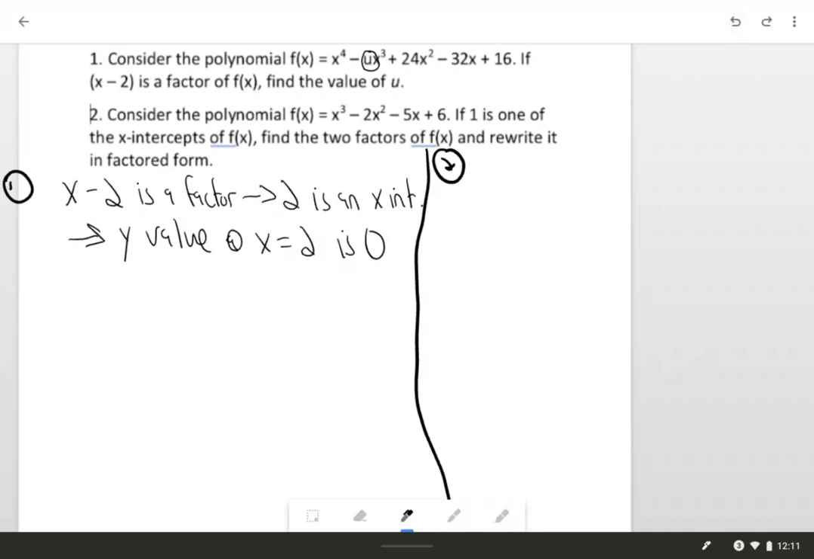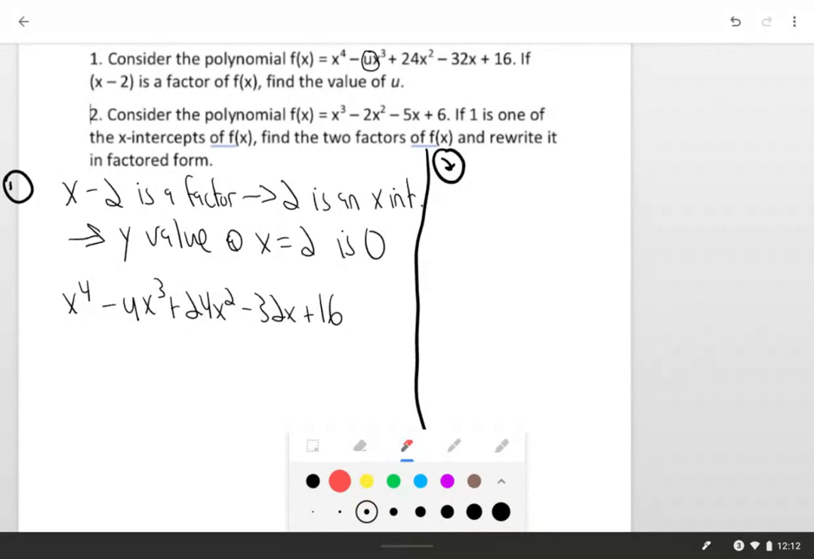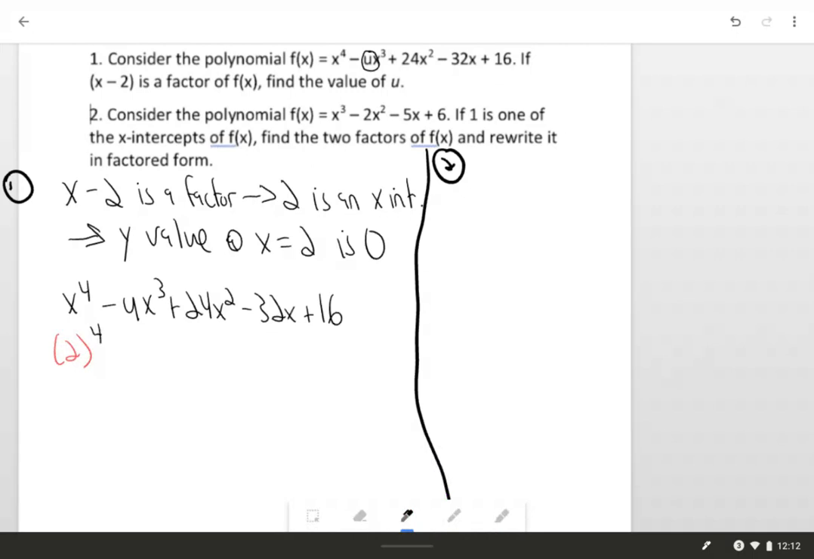So because the y value at 2 is 0, I can take the polynomial, and let me write out the polynomial first. Minus u x cubed plus 24x squared minus 32x plus 16. If I plug in 2 for x, I should get an answer of 0. So that's going to look like this. I'm going to take all of the x's and replace all the x's with 2's.